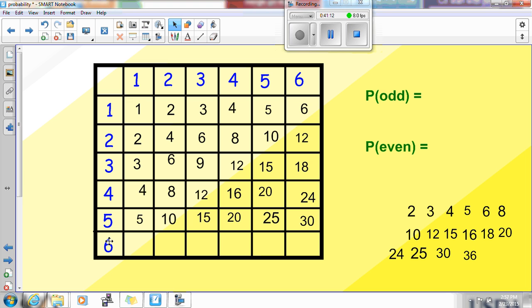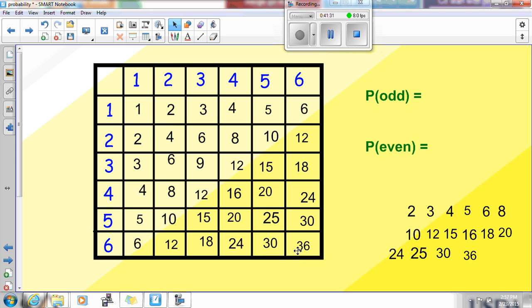And now down here we get a 6. 6 and a 1 multiplies together to give me 6. 6 and a 2 multiplies together to give me 12. 6 and a 3 multiplies to give me 18. 6 and 4 is 24. 6 and 5 is 30. And 6 and 6 is 36.